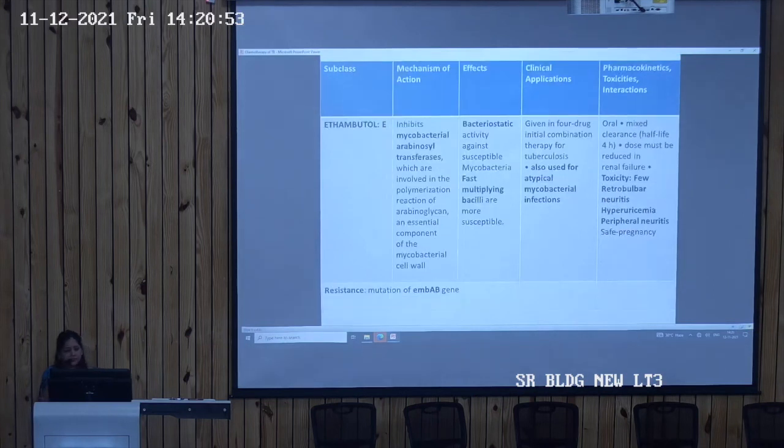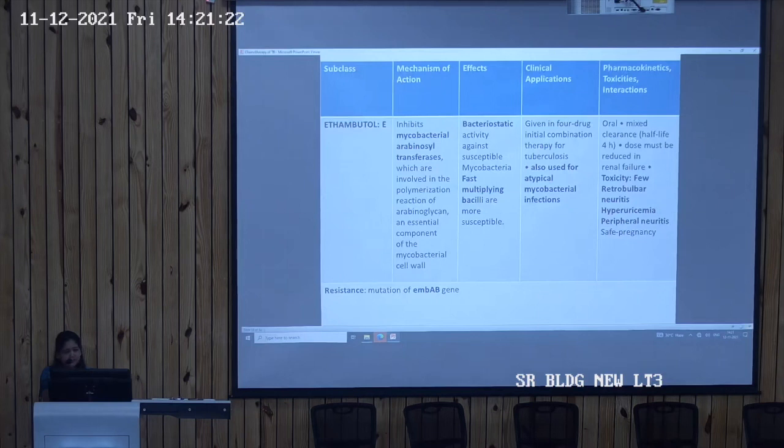Now coming to ethambutol. Ethambutol inhibits the mycobacterial arabinosyl transferase enzyme, which synthesizes the arabinogalactan, which is again synthesizing the cell wall of this mycobacteria. Now this is a bacteriostatic drug. This is the only bacteriostatic first line drug. All others are bactericidal. This is bacteriostatic in nature.